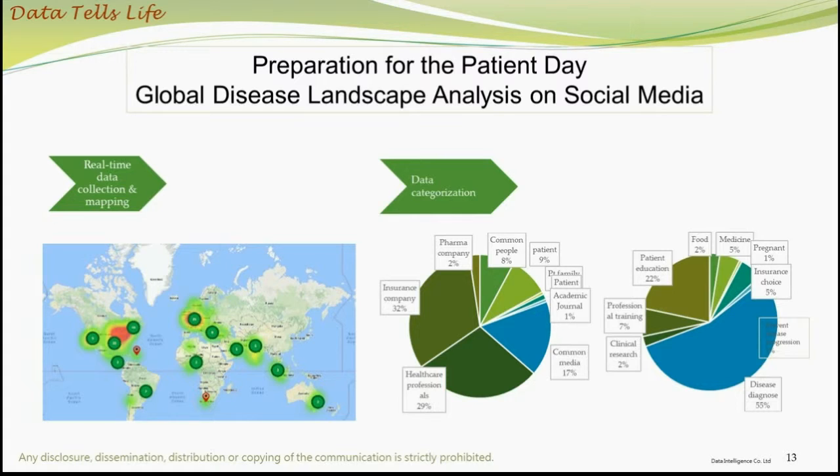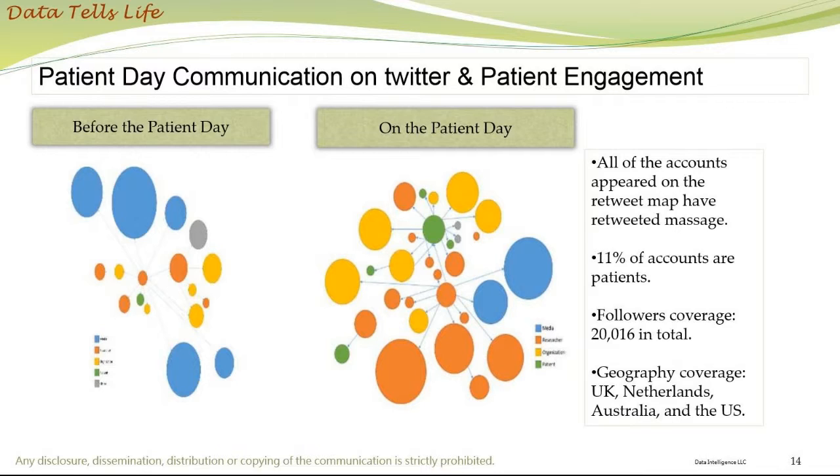Before the Twitter patient day, we drew the disease map and also analyzed who is talking about what kind of topic about this disease on social media. Before the patient day, you can see this is the first patient day's retweet map. On the first day of the preparation, we can see the orange bar means researchers, the yellow bar means organizations, patient organizations, the blue bar means media, and the green bar means patients. We can see the patients' involvement is very little.